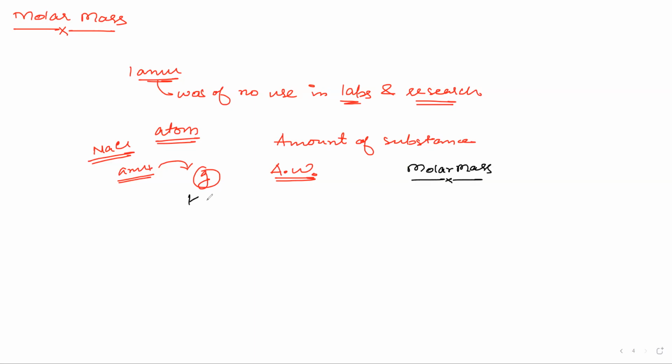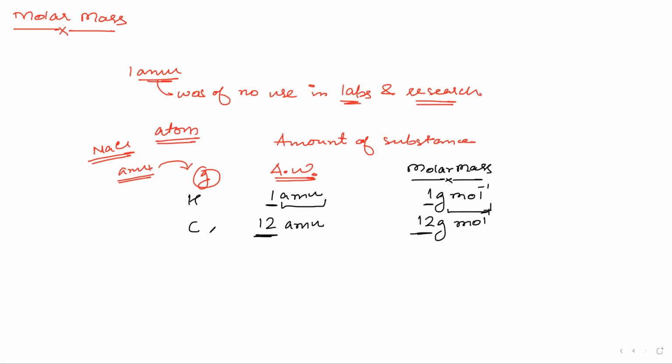Now for hydrogen, what is the atomic weight for hydrogen? 1 AMU, correct? Yes, sir. They said that then the molar mass of hydrogen will be 1 gram, and 1 gram is present in each mole. So this will be 1 gram per mole. Similarly, for carbon, it would be 12 AMU. So the molar mass of carbon will be 12 grams per mole. So they kept this number same for the atomic weights and the molar weight. They just changed the unit from AMU to grams.